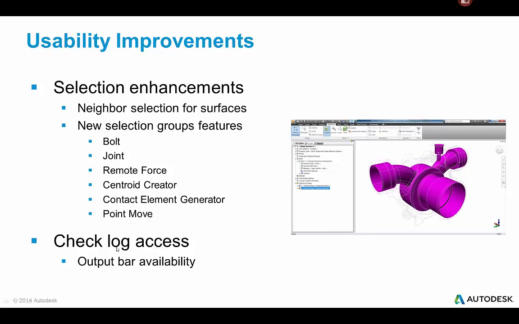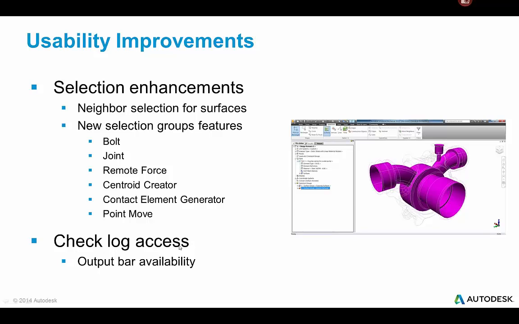The final thing is the check log access. So we have in the 2015 release added something called the output bar, which is not shown in this picture, but it's at the bottom of the interface. There's a mini dialog that you can turn the visibility on and off, and it always showed our solve log files as well as output log files. We've added one more log file that you can choose from a drop-down called check log.